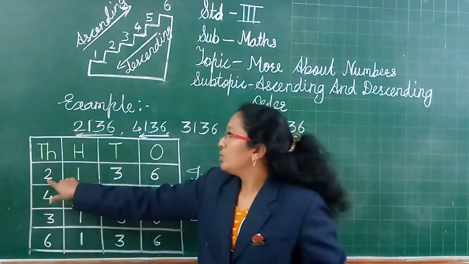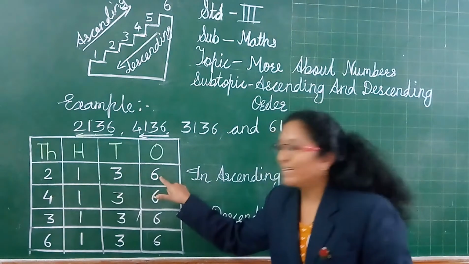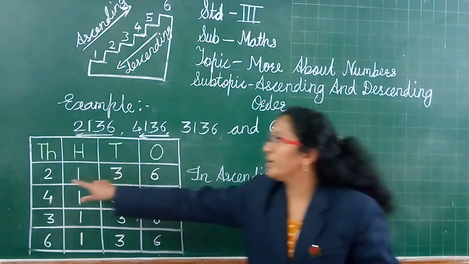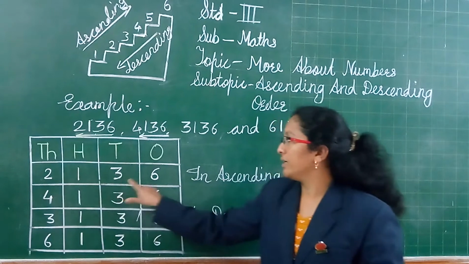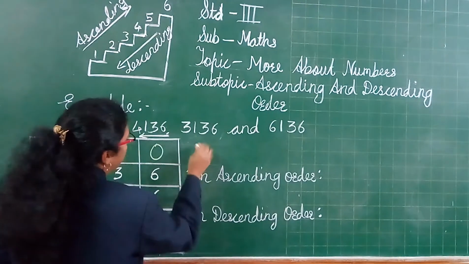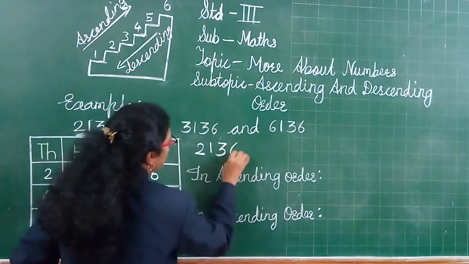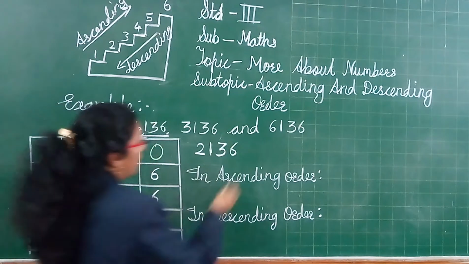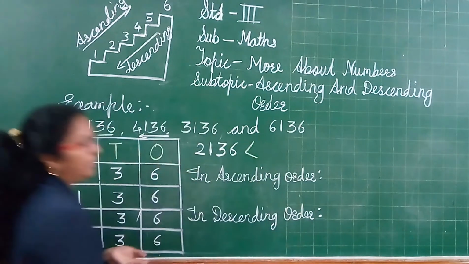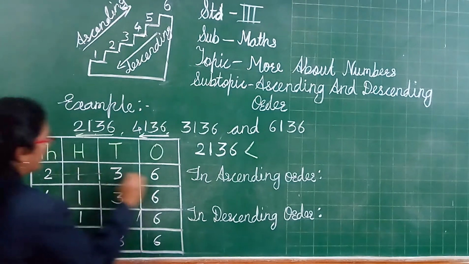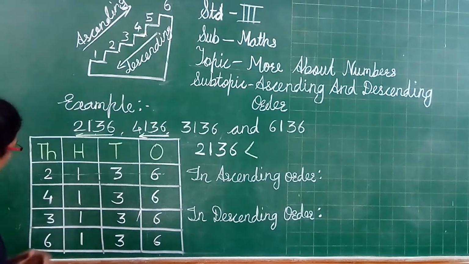Okay. So 2136 is the smallest number. First smallest number we find out. Which one is it? 2136. I write here, see, 2136. You know about that, how to give the sign. Okay. After that, this one is finished.